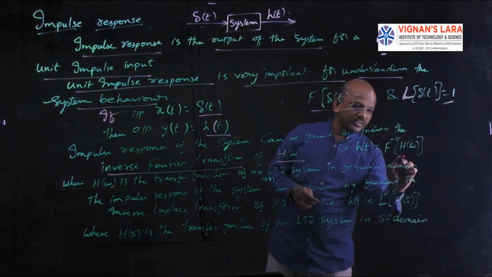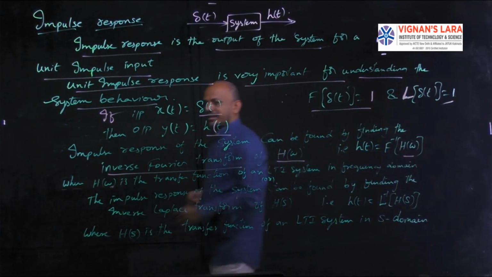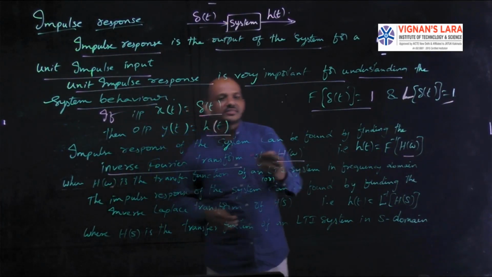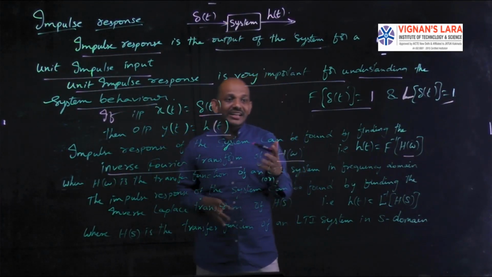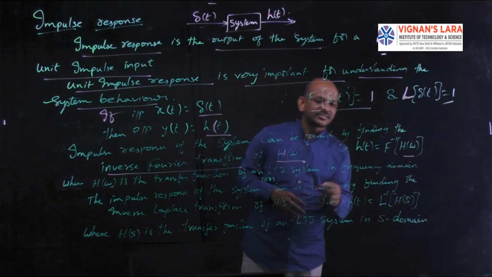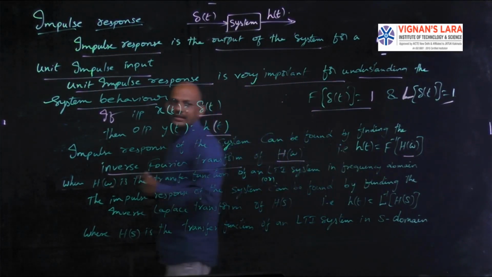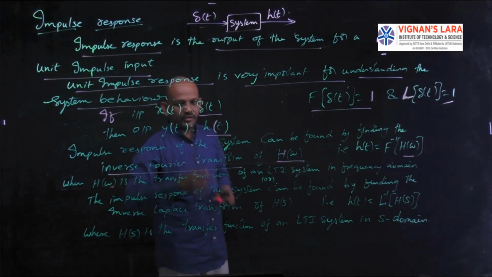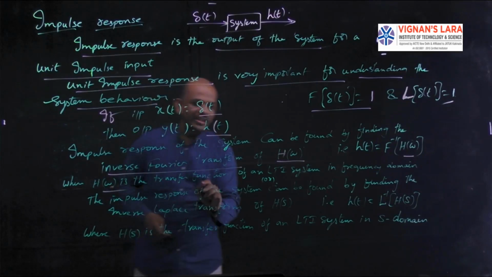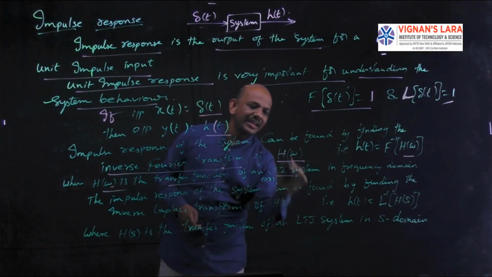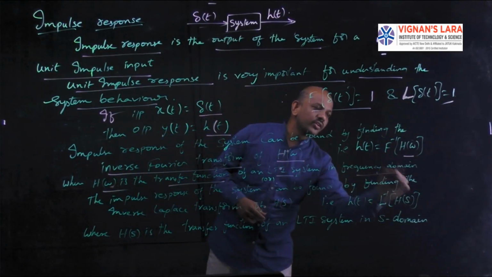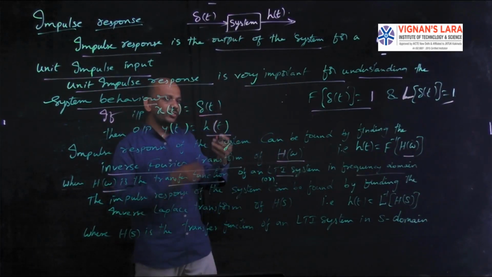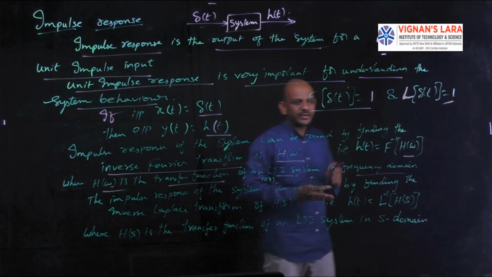So the new term is H of omega. What is H of omega? Here H of omega is nothing but the transfer function of an LTI system, a linear time invariant system, in frequency domain. Hence we write it as omega. Whenever there is omega, it is nothing but frequency domain.